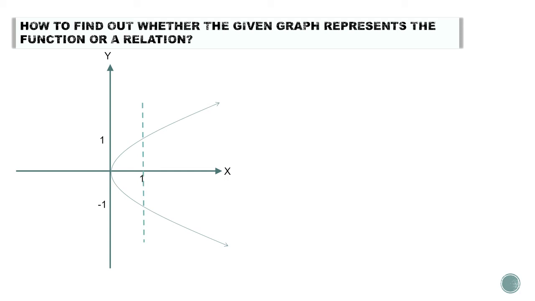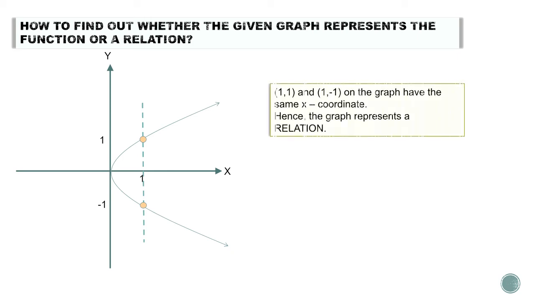Okay, so here you can easily see once again that the graph is meeting this vertical line at these 2 points, and at those points the graph has different y values for the same x value. Let's identify those values. They are (1, 1) and (1, -1). So obviously from the previous slide we understood that if different y values have the same x coordinate value, the graph is representing a relation.